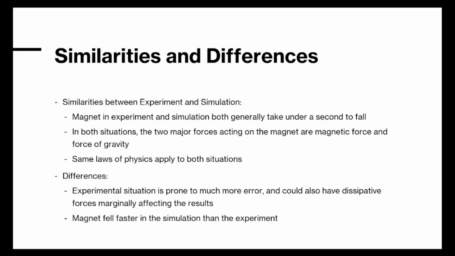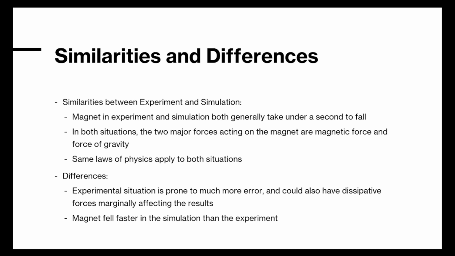Now let's get to some similarities between the experiment and the simulation. Some similarities we saw were that the magnet in the experiment and the simulation both generally took under a second to fall, and in both situations, the two major forces acting on the magnet were magnetic force and force of gravity. And then, of course, in both situations, the laws of physics apply. Faraday's law is useful for both situations. Magnetic flux is useful for everything.